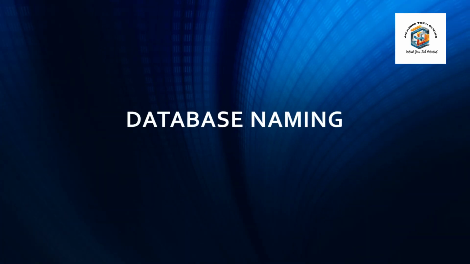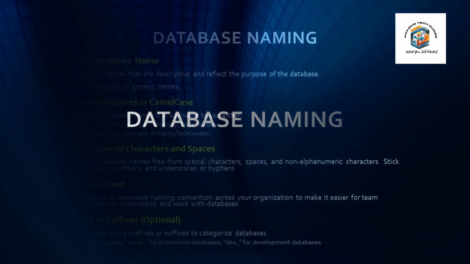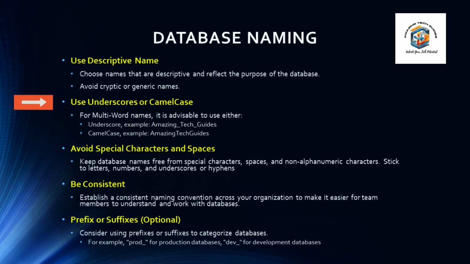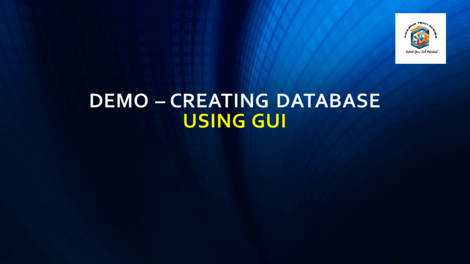Let's discuss some suggestions for naming your database. Choose a descriptive name that reflects the purpose of that database. If you need to use multi-word names, it is advisable to use either underscore or camel case. Always avoid putting special characters and spaces in your database name. Establish a consistent naming convention across your organization so that team members can understand the purpose of that particular database. You may wish to add prefixes or suffixes to the database, but most organizations will not prefer to use such naming convention. Let's now start with a demo on how to create the database using GUI.